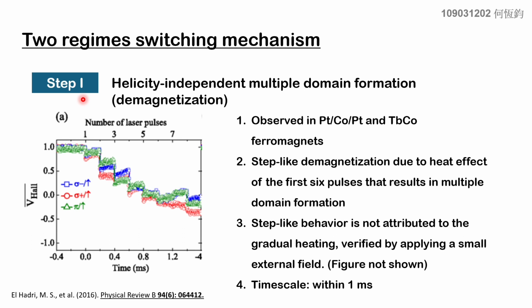This step is a demagnetizing process. In this step, heat is also involved, but this time the heat does not flip the spin directly, but instead provides energy for new magnetic domains to form and randomizes the initial magnetization. When you measure the Hall voltage, it exhibits a step-like drop on the figure. And notice that the time scale for this effect is within 1 millisecond.